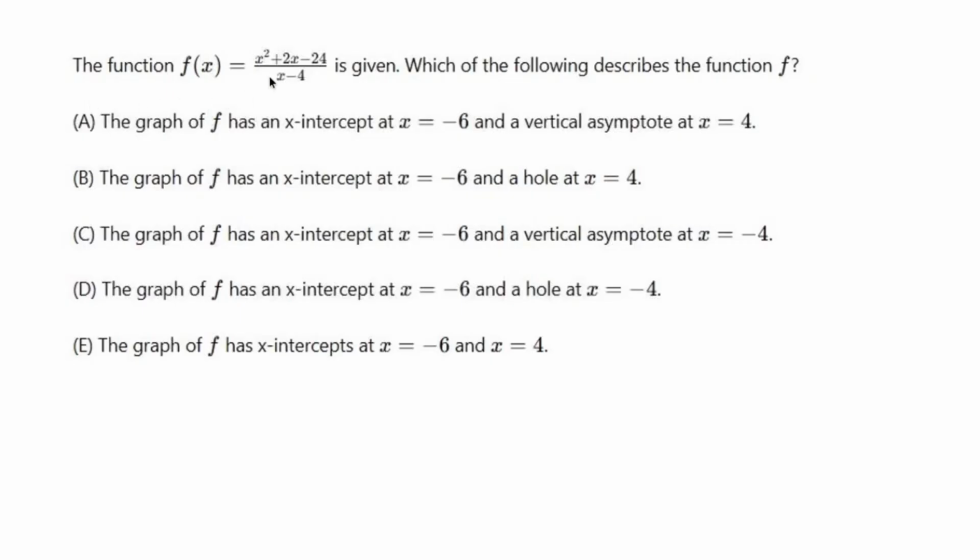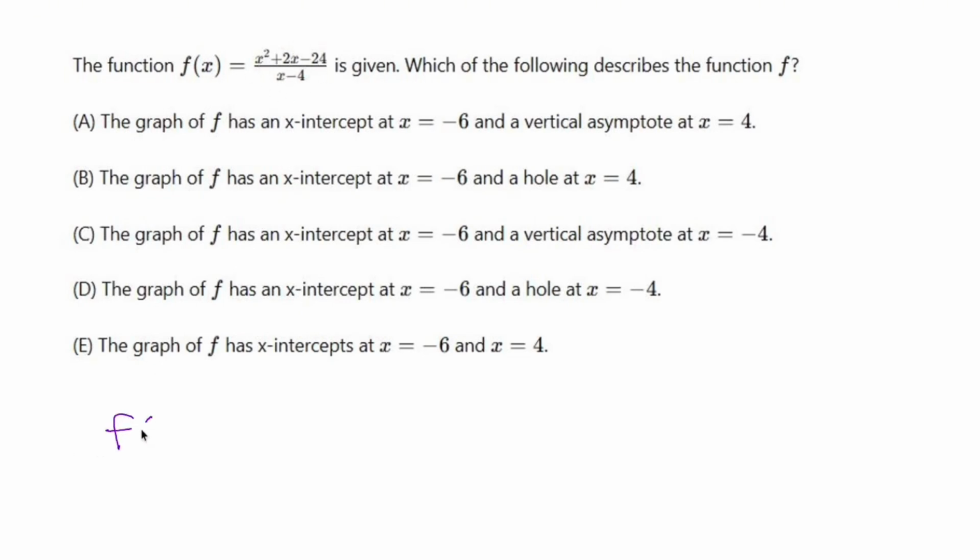The function f of x equals x squared plus 2x minus 24 over x minus 4 is given. Which of the following describes the function of x? So we're talking about x-intercepts here. We're talking about vertical asymptotes or holes here. So what we need to do is take this guy, factor out the numerator, and see what we get.